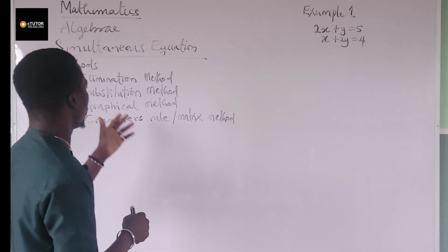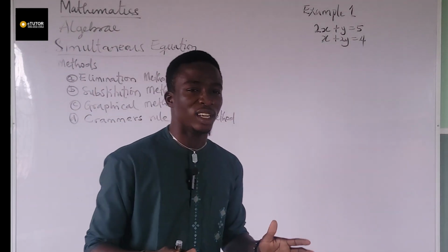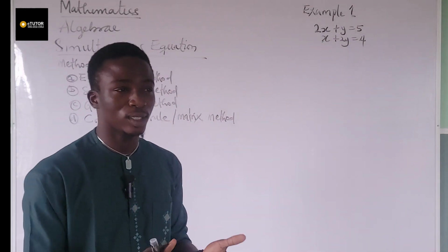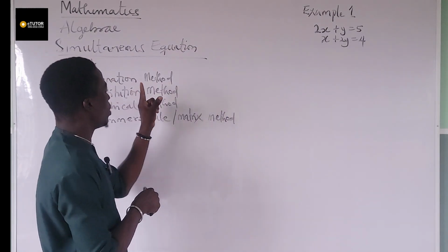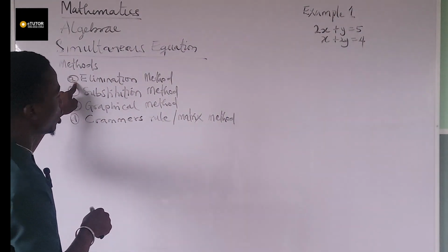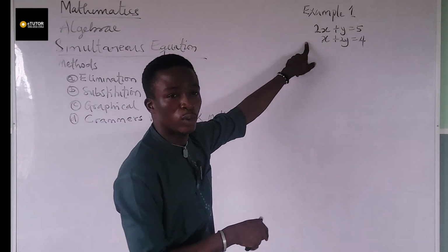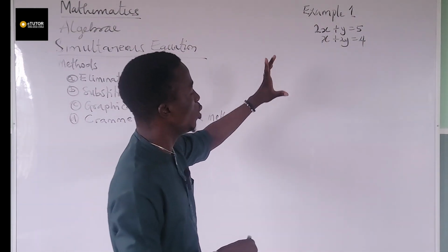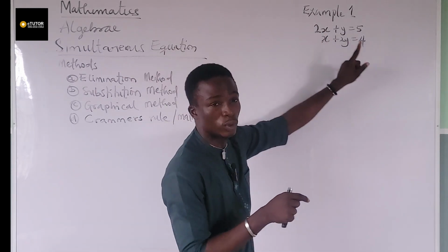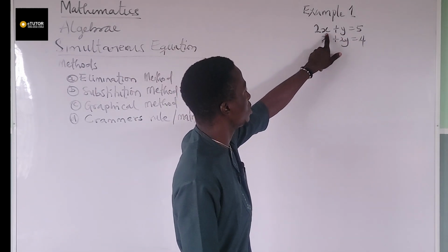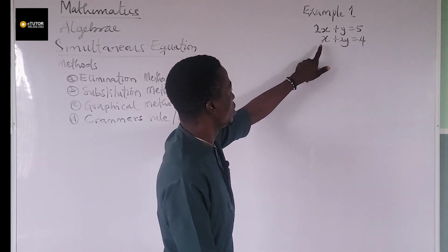Let us start with the elimination method. In normal terms, elimination means to eradicate or make something disappear completely. We are going to be applying the first method in solving this equation here. Now, this is an example of simultaneous equations. This one has just two variables. And what are the variables? The variables are x and y.